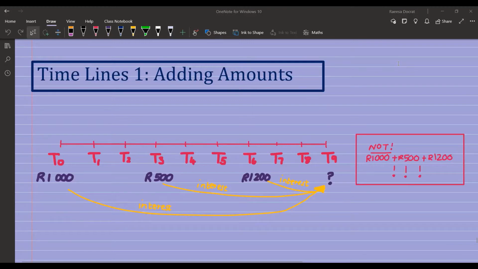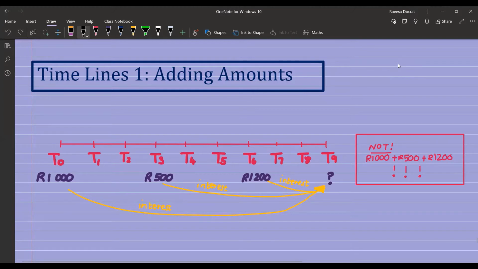The reason why we need timelines and we just can't add the amounts that are invested is because of the time value of money. 1,000 Rand 10 years ago is not worth the same as 1,000 Rand today in terms of the purchasing price because of inflation and interest. To account for that, we have to add or strip interest when we're moving between time points. In this video, we'll have a look at just adding amounts, so adding different amounts at different time points.